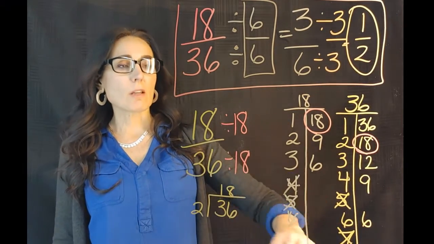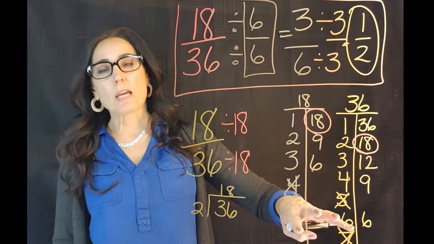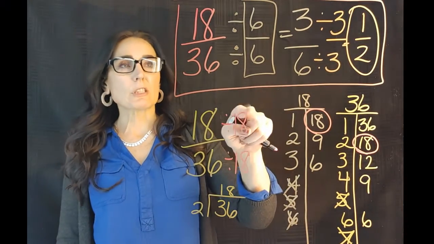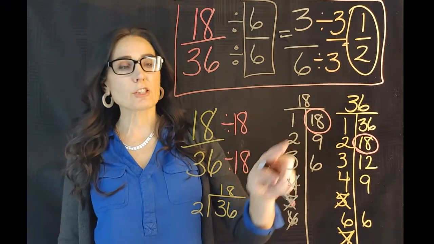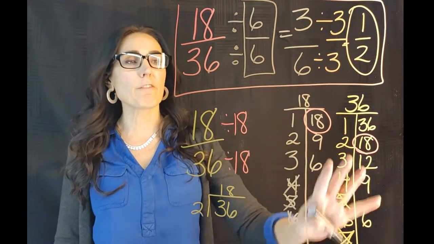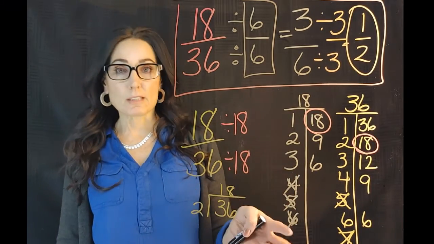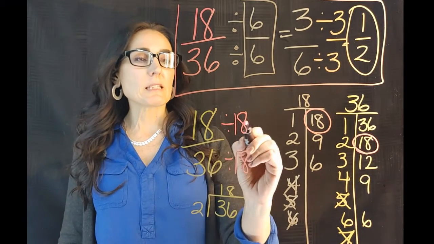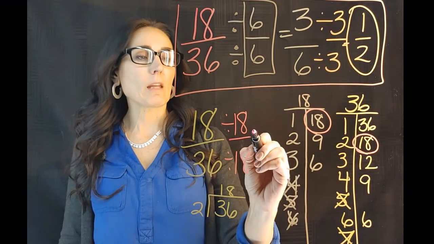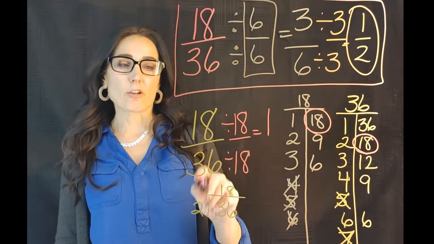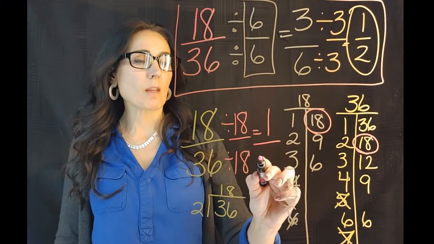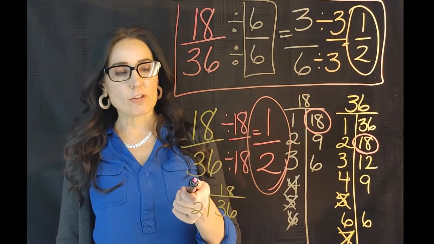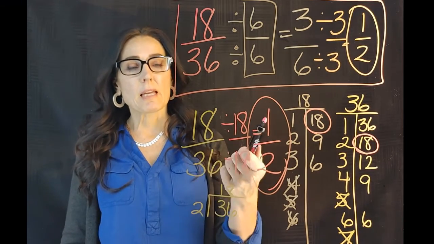Now, mind you, this was a lot of work to take what seems like a shortcut, right? Where we were easily able to distinguish the 6 and the 3. So sometimes it's not necessarily faster to go this route, but this is still a great method, especially if you can't find a number. So we'd say 18 divided by 18 equals 1, and 36 divided by 18 equals 2. So our 18 out of 36 reduced to the lowest term is 1/2.